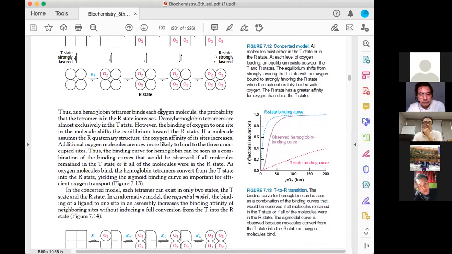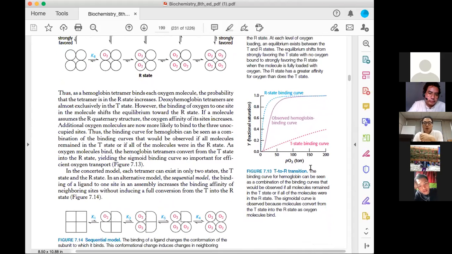Okay, if you look at figure 7.13, you see the purple line. The purple line is the binding curve of hemoglobin. The X is the oxygen concentration, and the Y is how much oxygen binds to hemoglobin, the percentage.